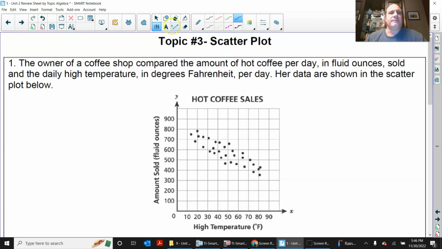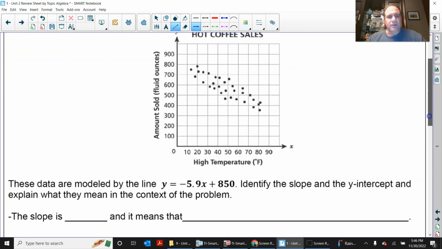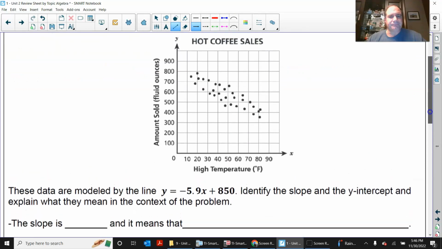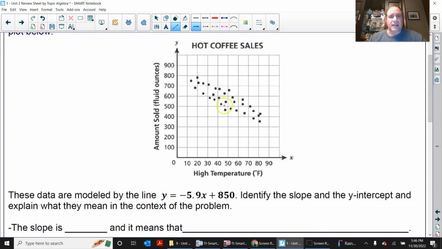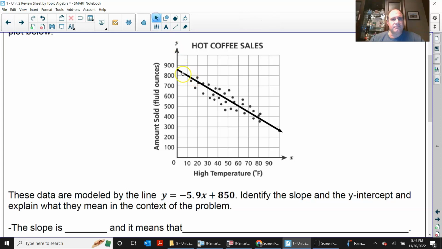All right, number 3, scatter plots. So you know that most of the time you do have to create a trend line. These data are modeled, the scatter plot's given, by this line, y equals negative 5.9x plus 850. Identify the slope and the y-intercept and what they mean in the context of the problem. So you really don't have to draw the trend line. I'm just going to do it just because. So right there would be a perfect trend line.